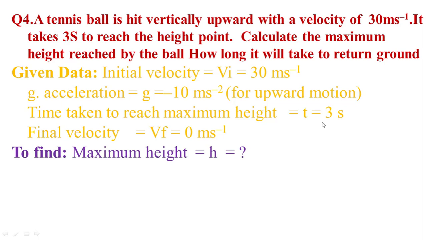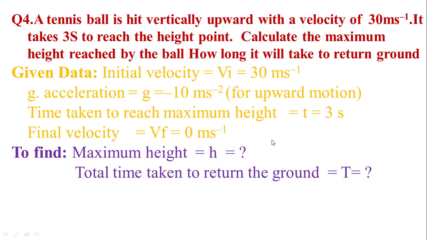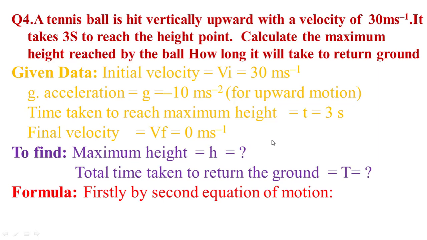Now to find the maximum height, S is equal to question mark, and the total time taken to return to the ground, T is equal to question mark. Formula: first we use the second equation of motion, S is equal to Vit plus 1 upon 2 At squared. Here S is equal to H and A is equal to G. Then this equation changes in the form H is equal to Vit plus 1 upon 2 Gt squared.